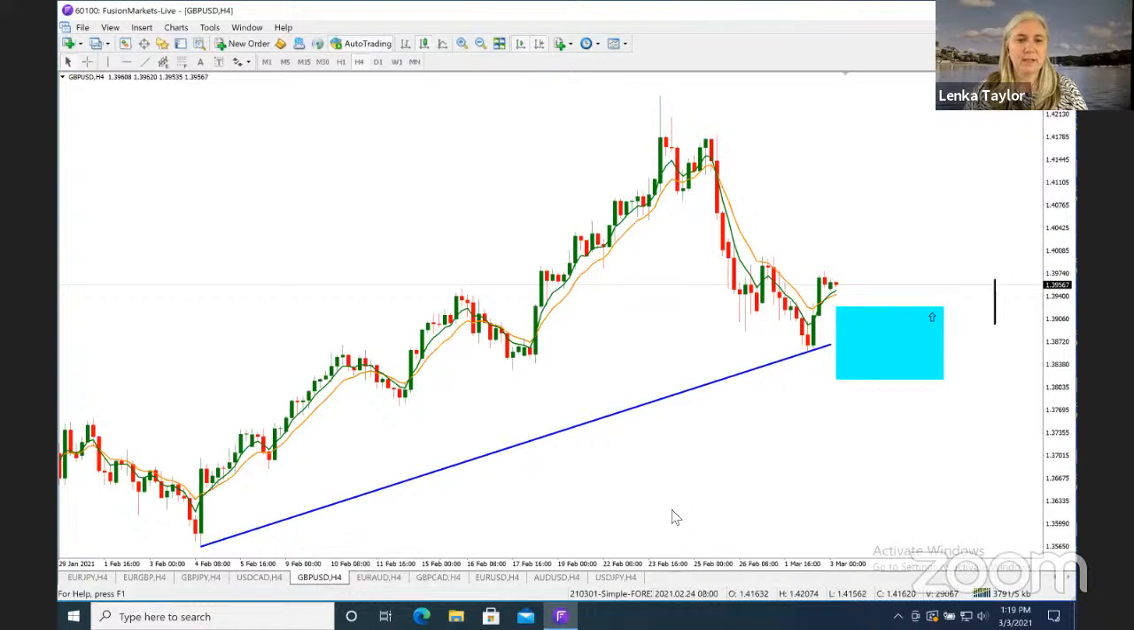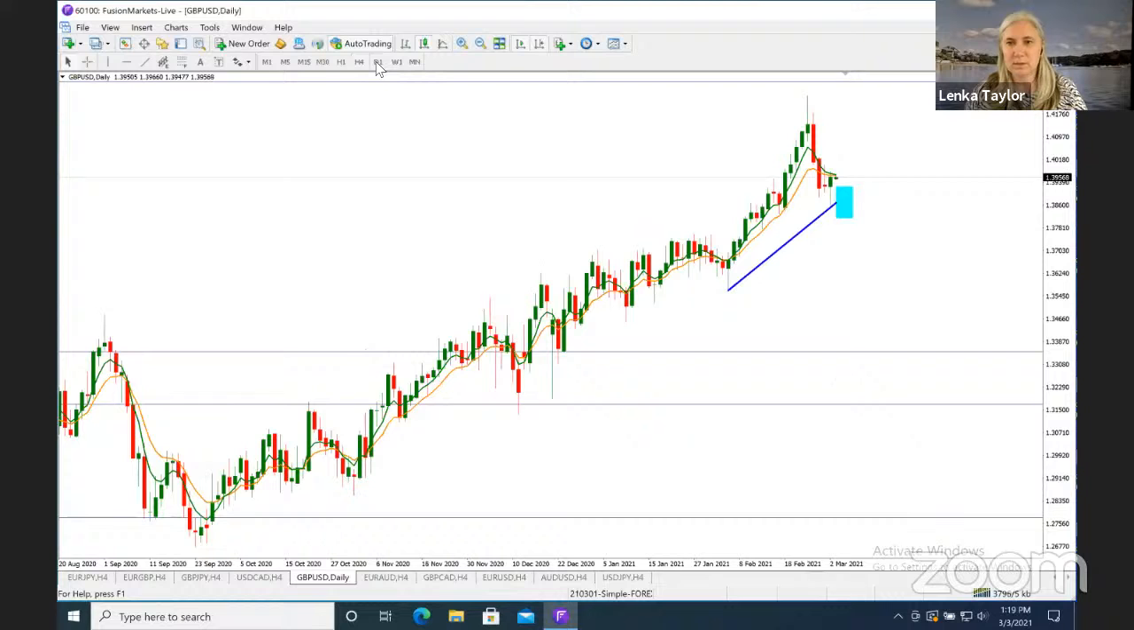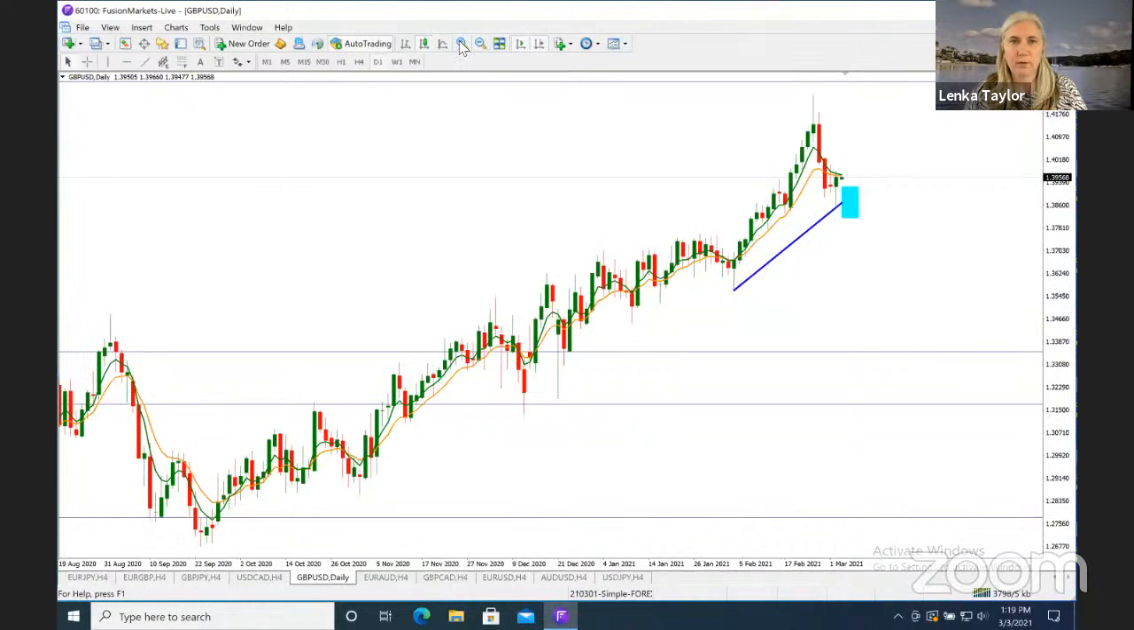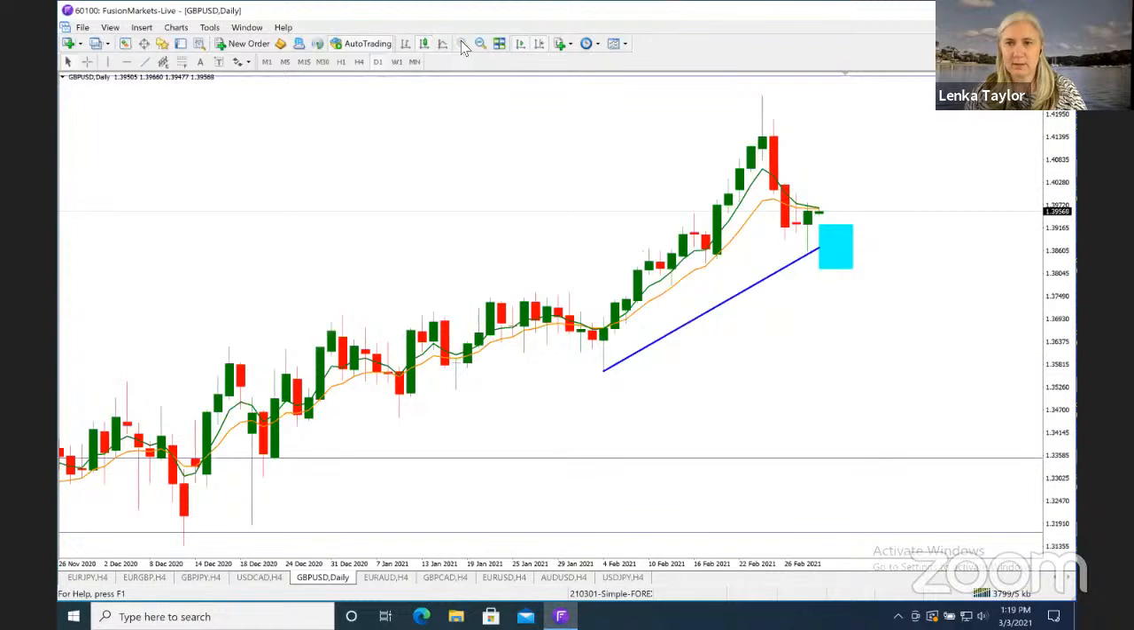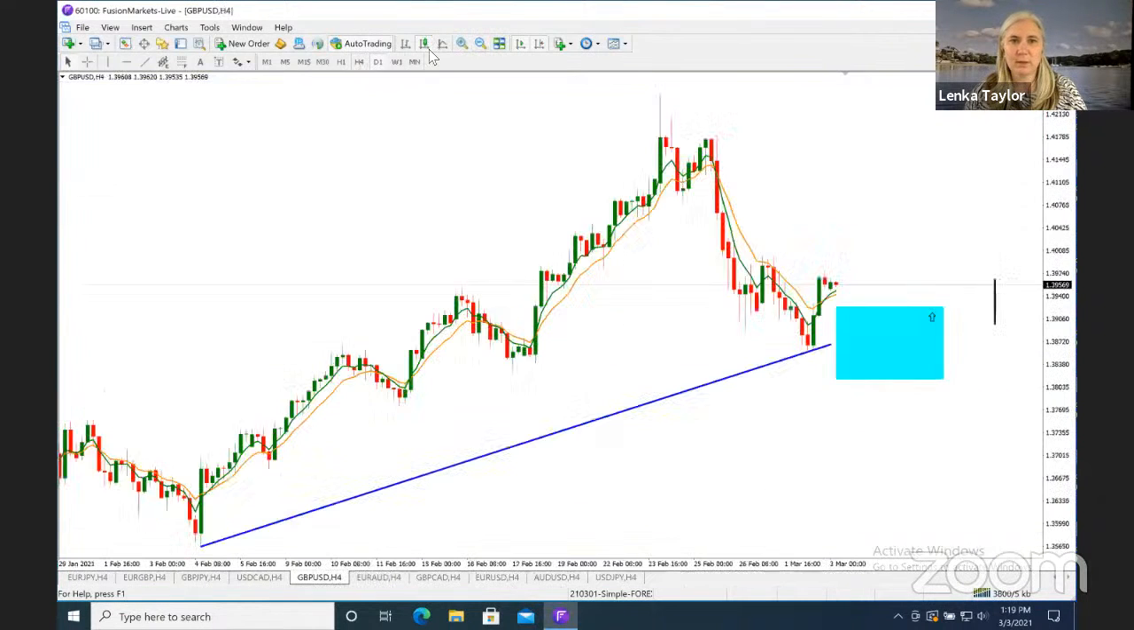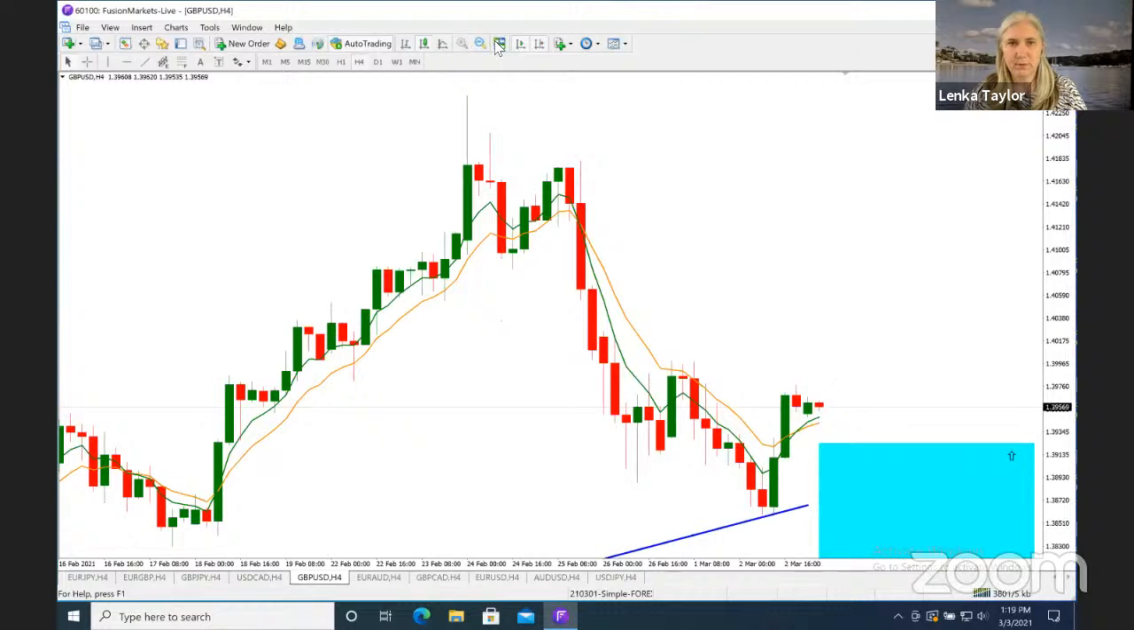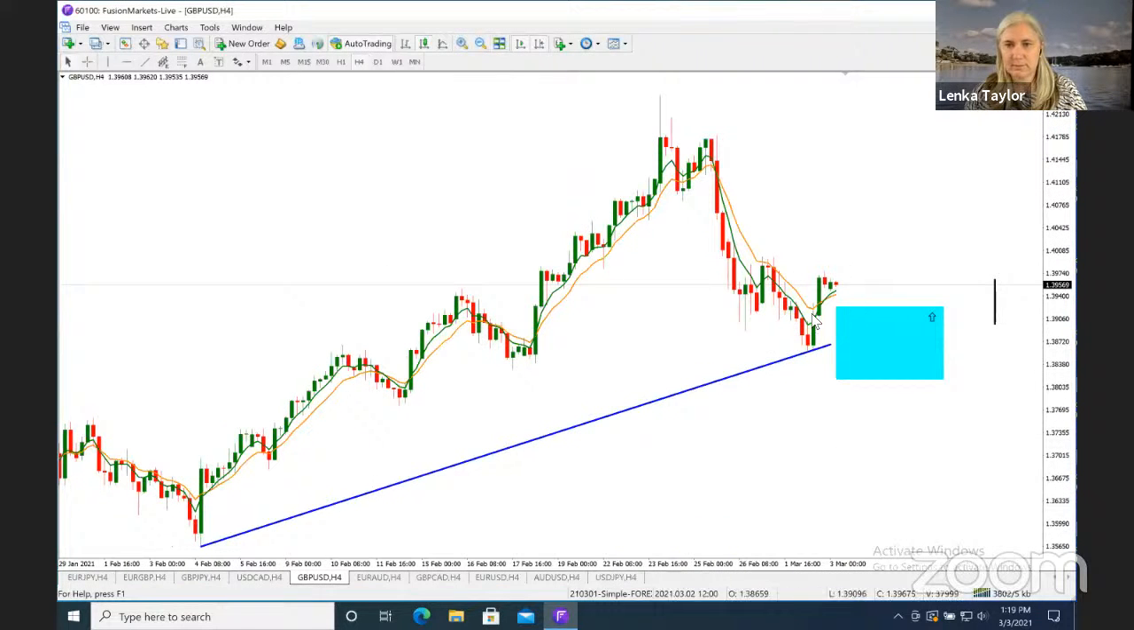All right, next chart is GBP USD, which is the 4-hourly here. This is looking good for a long there. Just need a little bit more price action happening here. Either if it goes sideways, that's okay, or pulling back a little bit further into this area and then looking for a long on this one.